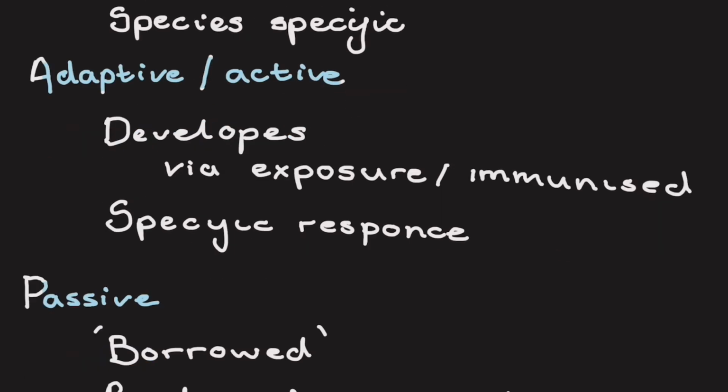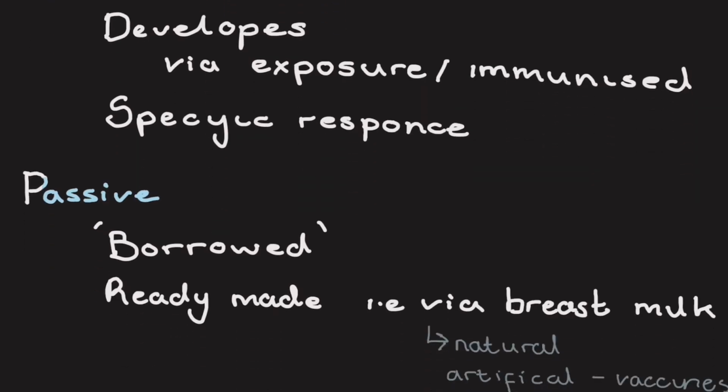There's adaptive immunity, which develops throughout our lives, and it develops as we're exposed to disease or immunised through things like vaccines, and they result in very specific responses to the disease that they're exposed to.